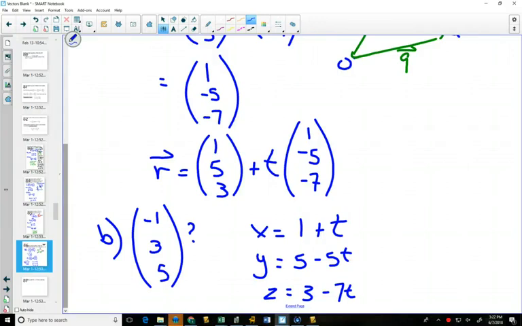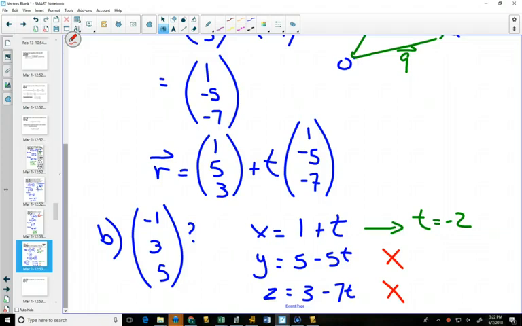Okay? It's not going to work because from the first equation, if you solve this and you put -1 in, you would find out that t would have to equal -2. But when I plug -2 into the other parametric equations, 5 plus 10 is 15, it doesn't work. And 3 plus 14 is 17, it doesn't work.